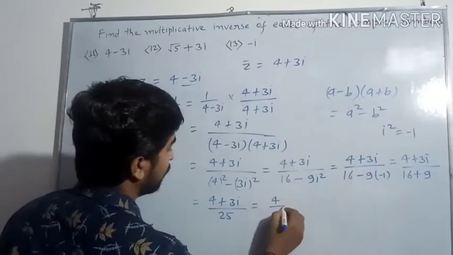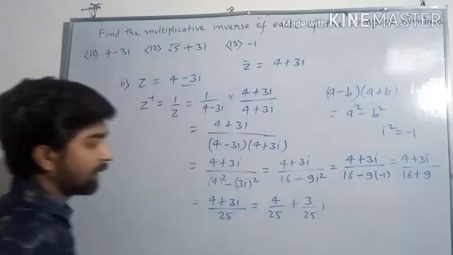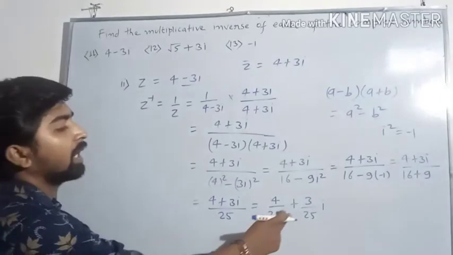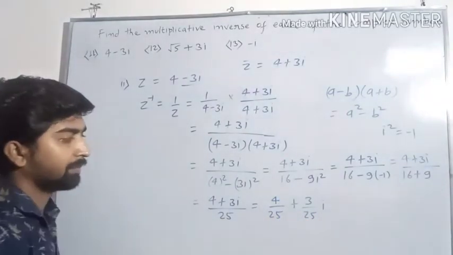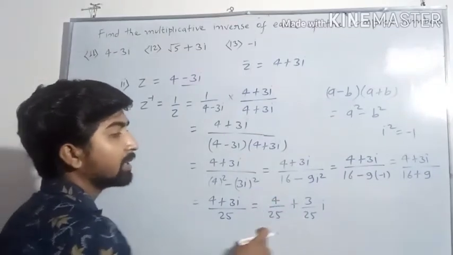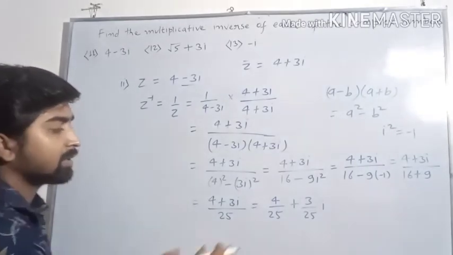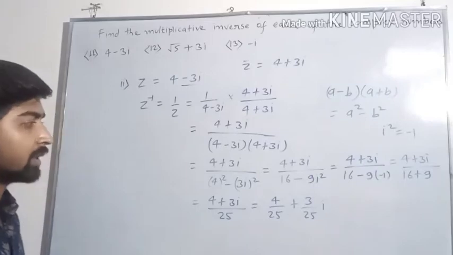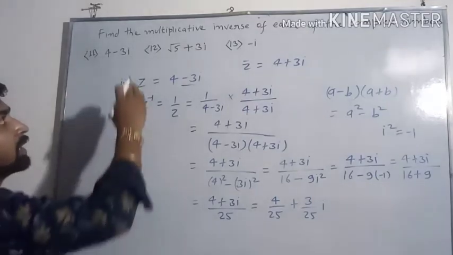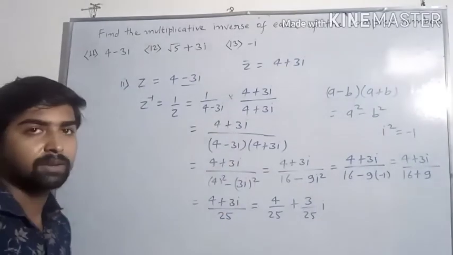This equals 4 by 25 plus 3 by 25 i, which is in the form a plus ib, where a is 4 by 25 and b is 3 by 25. 4 by 25 is the real part and 3 by 25 is the imaginary part of the complex number. Students, this is our standard form of the solution. Whenever we have to find the multiplicative inverse of any complex number, we can use this method.